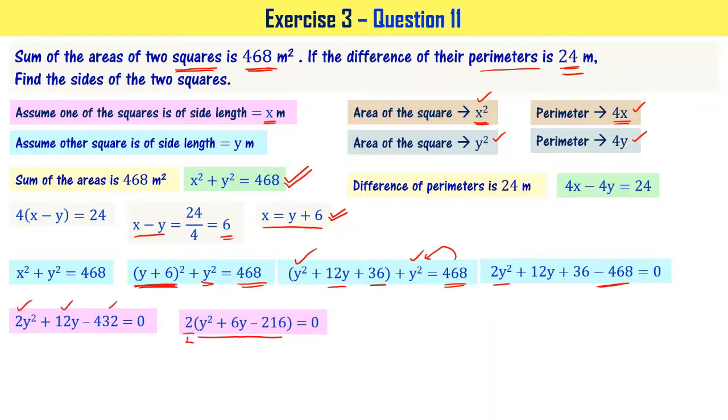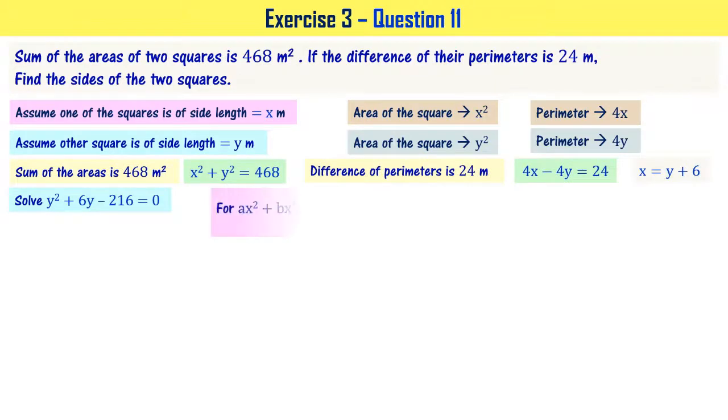Now let me divide both sides of the equation by the number 2, so that the equation becomes y square plus 6y minus 216 equal to 0. This we have to solve. Once you solve this, what you get is the side length of the second square. Once you know the side length of the second square, you can get the side length of the first square using this equation, right? Let's solve this equation now with the help of the quadratic formula.